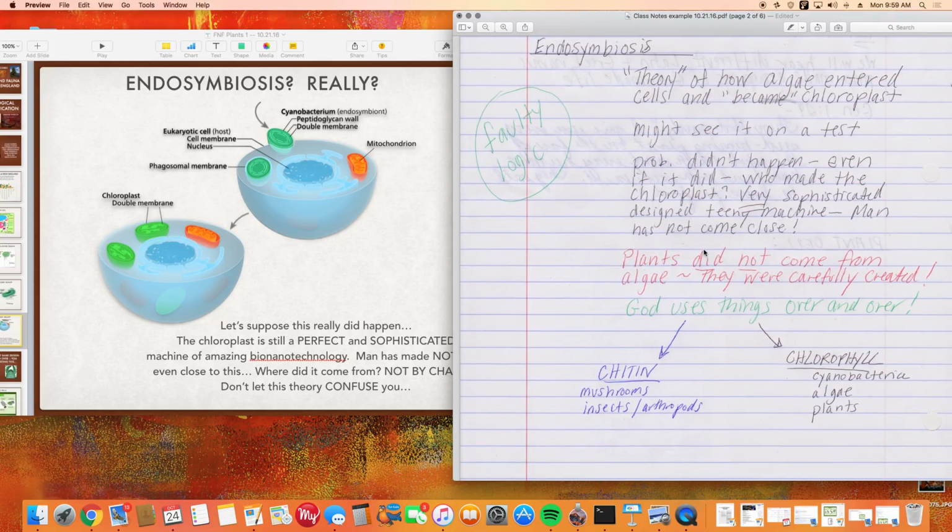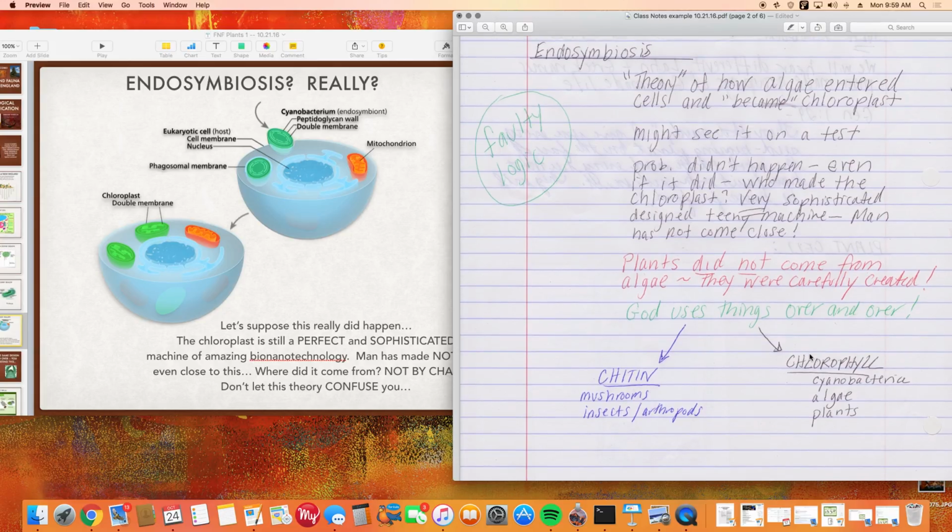Okay, I see things in common. Okay, God uses things over and over, right? He uses chitin in mushrooms and in insects and arthropods, right? We talked about that's the structure of the cell wall of the fungal organisms and of the hard exoskeleton of these creatures that we just got through studying. He uses chlorophyll in both the blue-green algae or cyanobacteria, regular green algae, and plants.